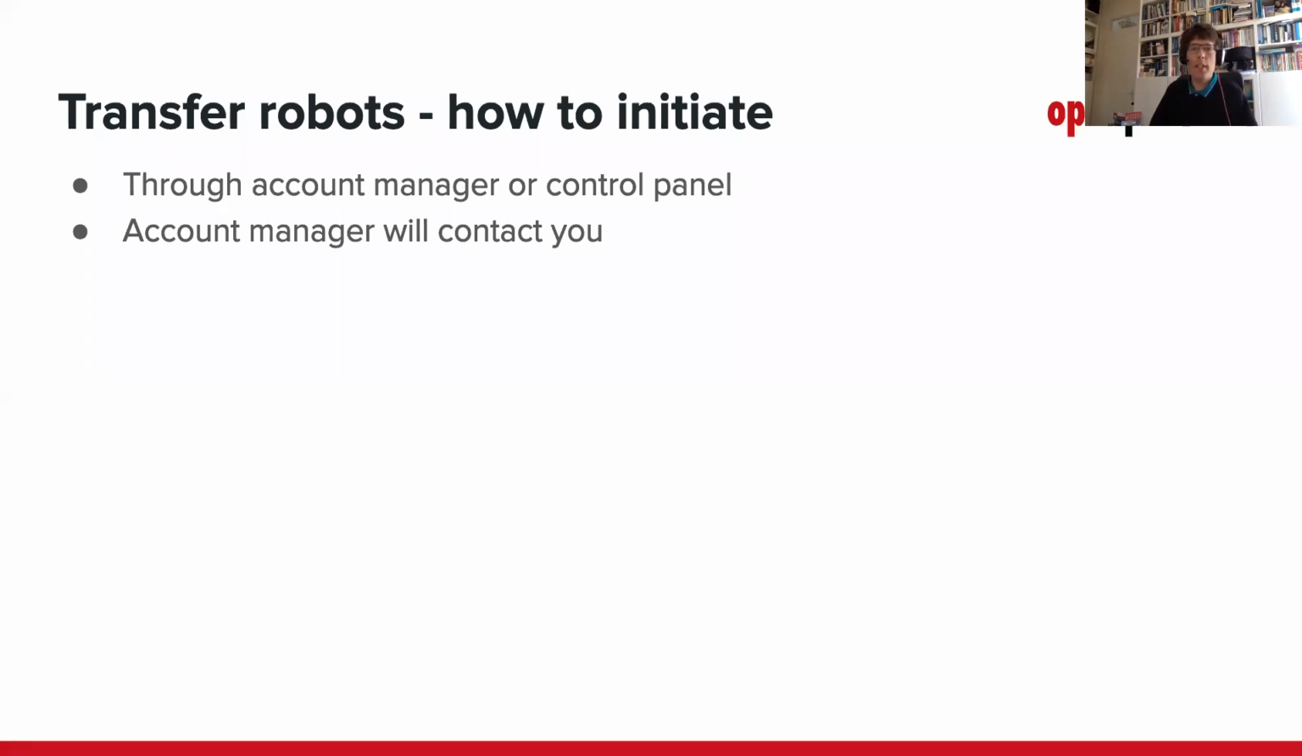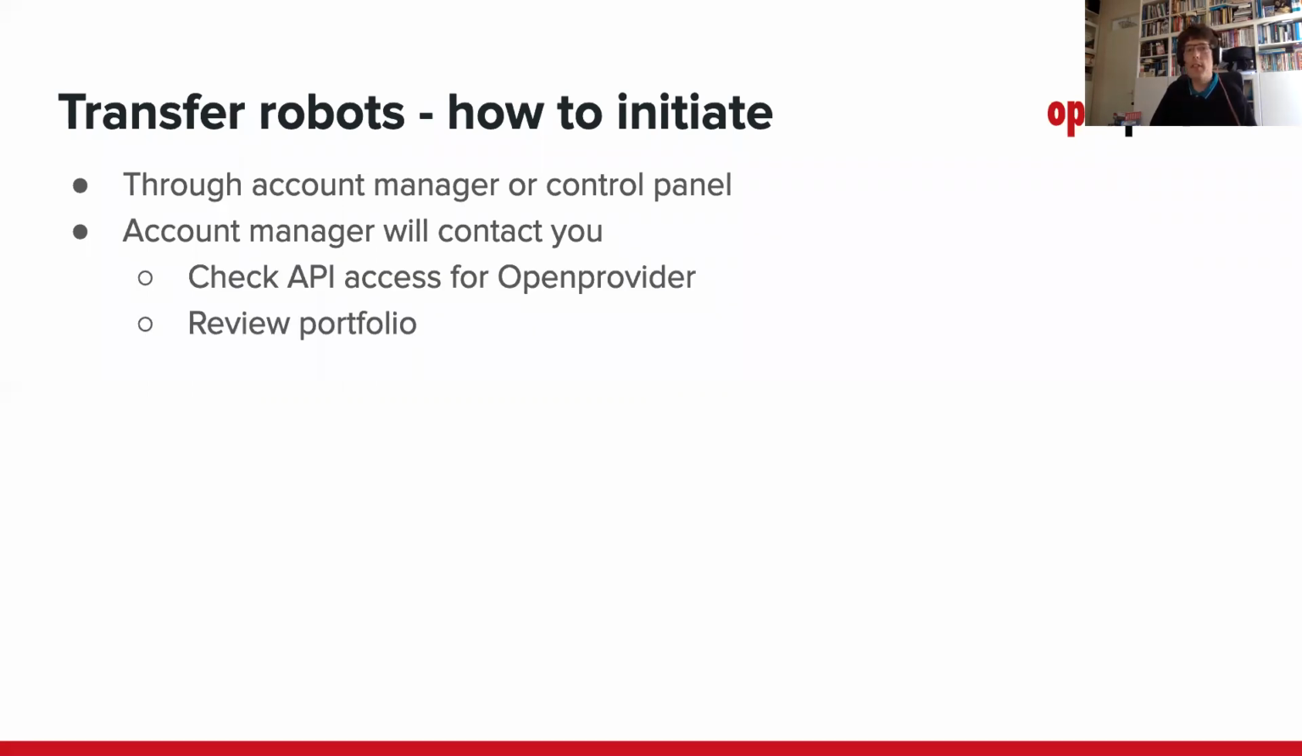Together with your account manager, we will make sure that our robots can connect to the API of your provider, and we review your portfolio to see if all domain names can be transferred automatically. There could be some extensions that cannot be transferred through the robot, like .es for Spain, but we will cover that for you and inform you which part of your portfolio can be covered by the robots.